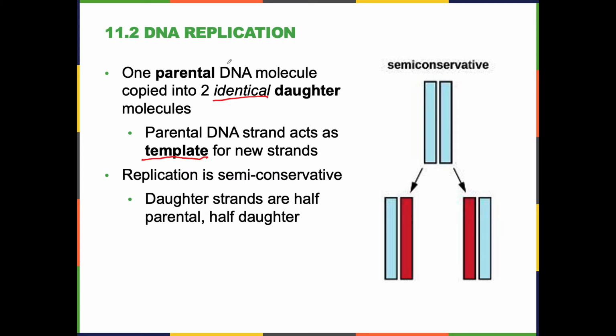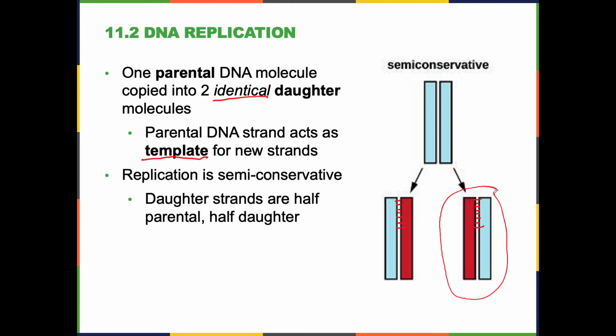All right, so this lends itself to this. We have our parental DNA molecule. We're going to split that into our two strands. And then each strand is going to be used as a template to make our new daughter strands. And so our new daughter molecule is actually half parental, half daughter. Semi-conservative. And the way we fill these in is complementary base pairs.